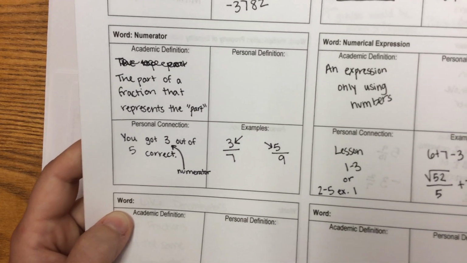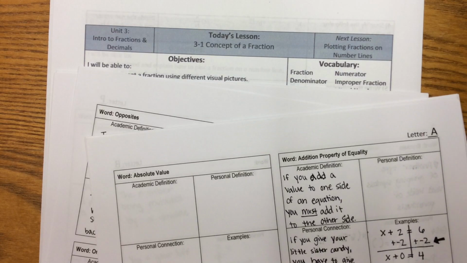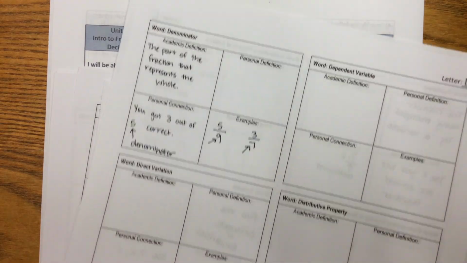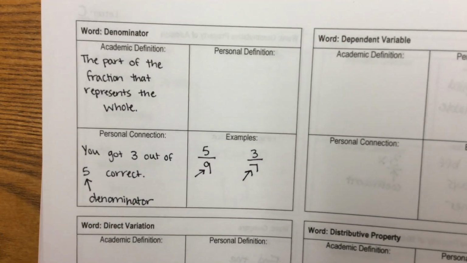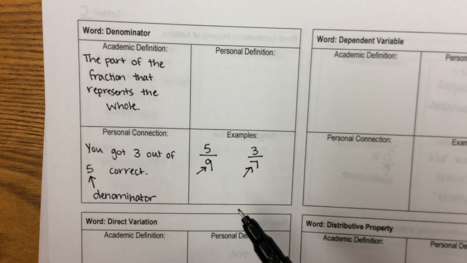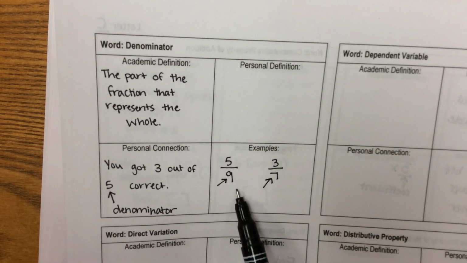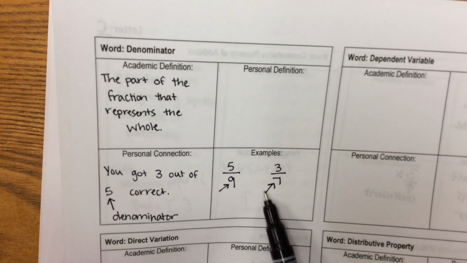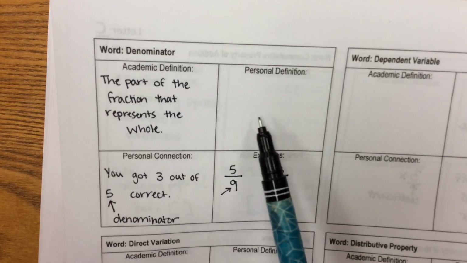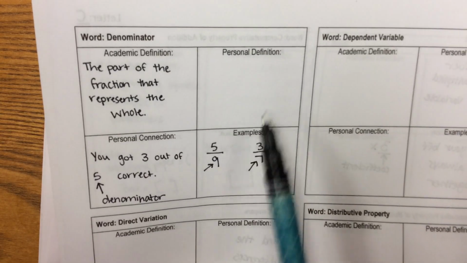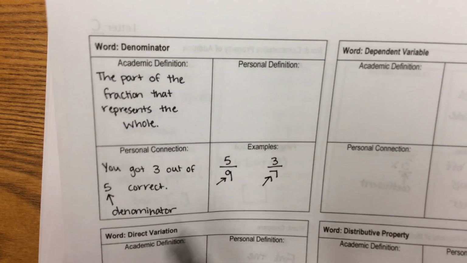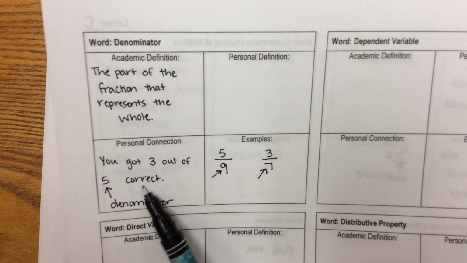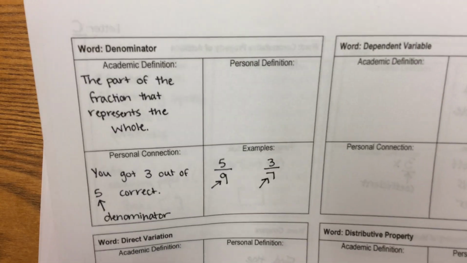Okay, now we have denominator, so that's on page 4. So denominator, the part of the fraction that represents the whole. So where the whole is. So 5/9 means 9 is the whole, so that's the denominator. 3/7, 7 is the denominator. Again, for my personal definition, I would just write the bottom part. As a math teacher, I can't say that because this is the technical term. Okay, but I would write that if I were you. And then you got 3 out of 5 correct. So 5 is the whole, that's how much it was out of, so that is the denominator.